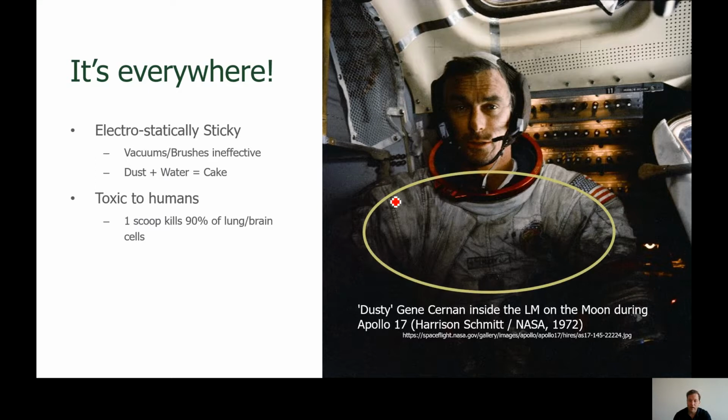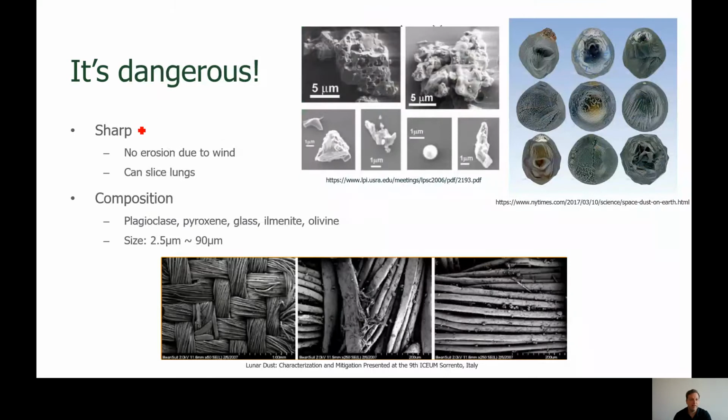On the image on the right, this shows the astronaut Cernan in Apollo 17. And we can see that on his spacesuit, we have space dust. It's also on the tool net. It's on the hatch. It's everywhere. And we already see that it's dangerous. Making it even more dangerous is it's sharp. Right? There's no erosion on the moon due to wind. So we have these particles over here.